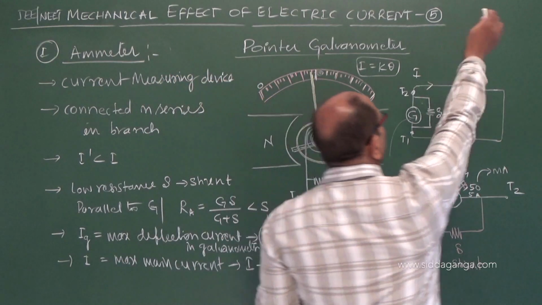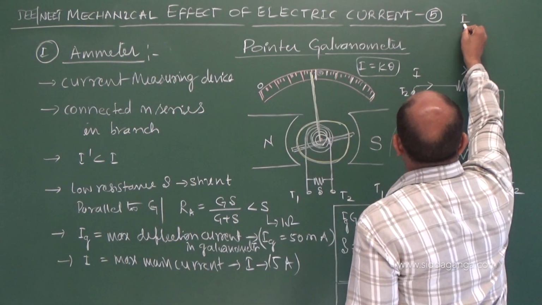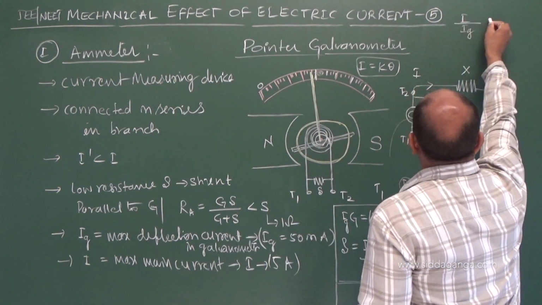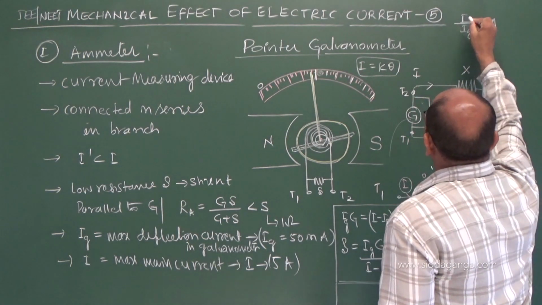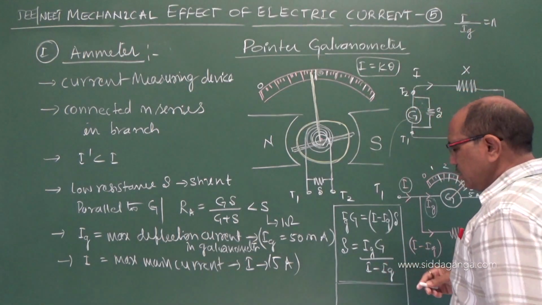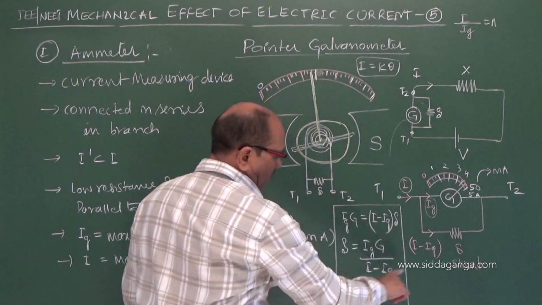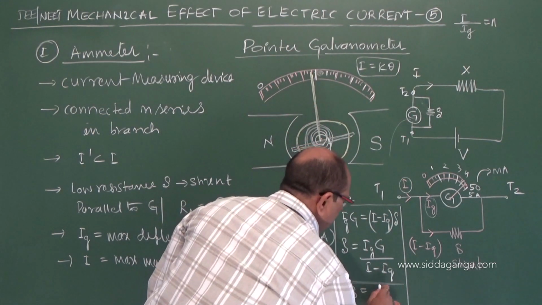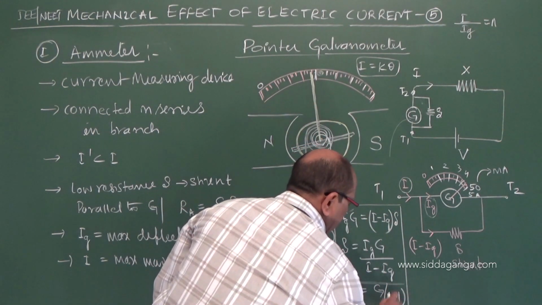Suppose I take I by Ig as N, the new range by the old range, N. So if I divide it, I can show that S is equal to G upon N minus 1.